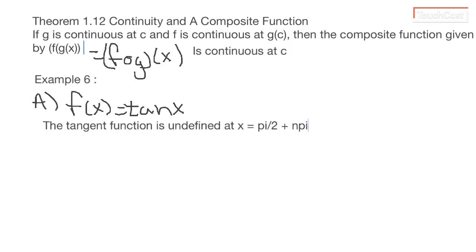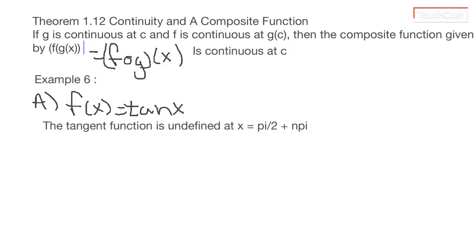So tangent, remember, is sine over cosine. We would say tangent is undefined whenever cosine's value is 0, and that happens at pi over 2 and any value where we would add pi to that. Other than that particular point, or those points, tangent of x is continuous.